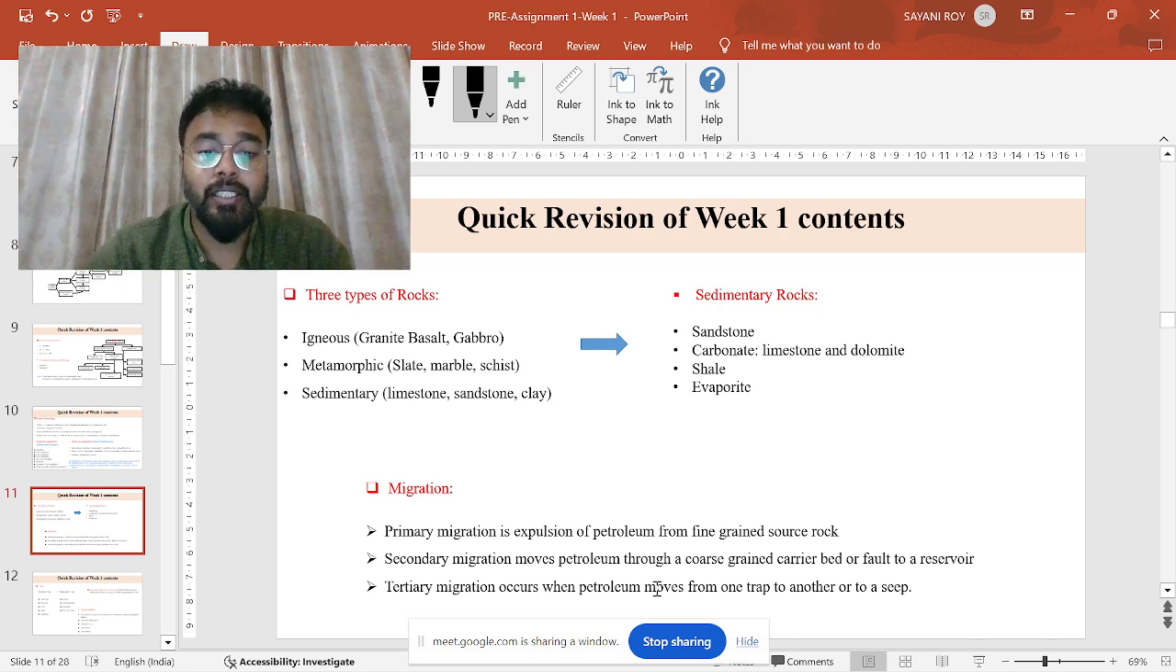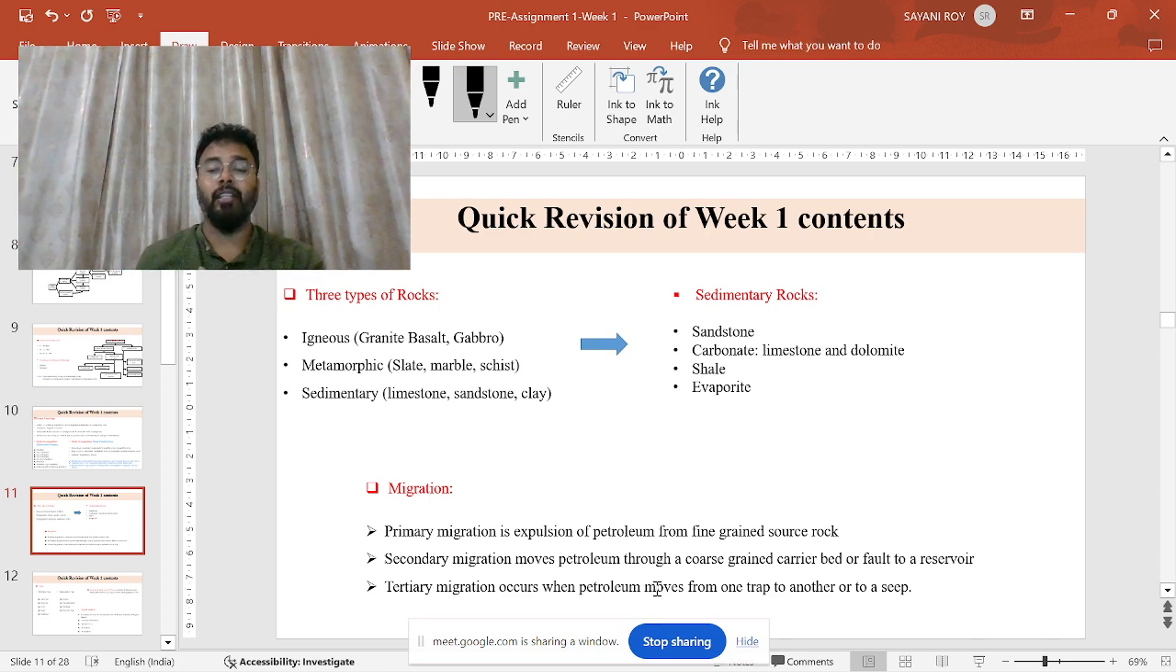Means when this secondary migration happens, when this petroleum moves from the source rock to the reservoir rock, I mainly told you, due to high pressure and temperature, these petroleum products are expelled from the source rock, and they keep on traveling underneath the earth's surface, and they stop traveling when they get a hindrance in their way, means there is a blockage in their way. This blockage is provided by the cap rock, which is mainly shale.